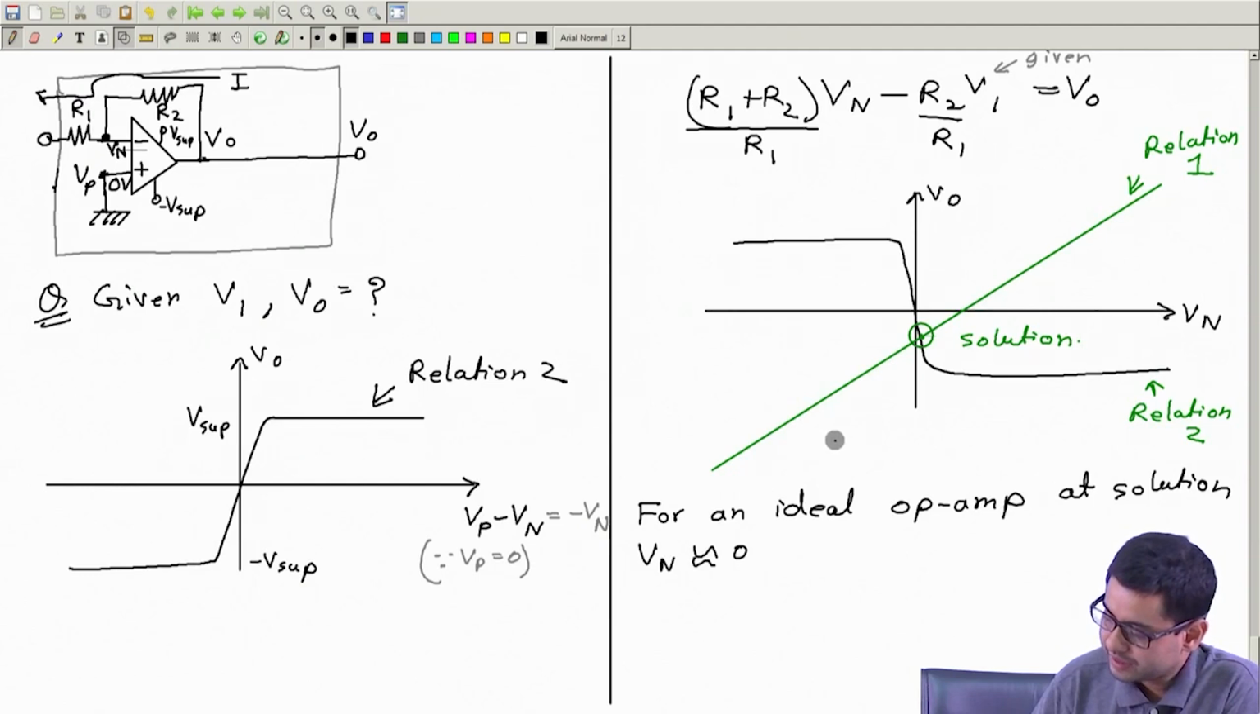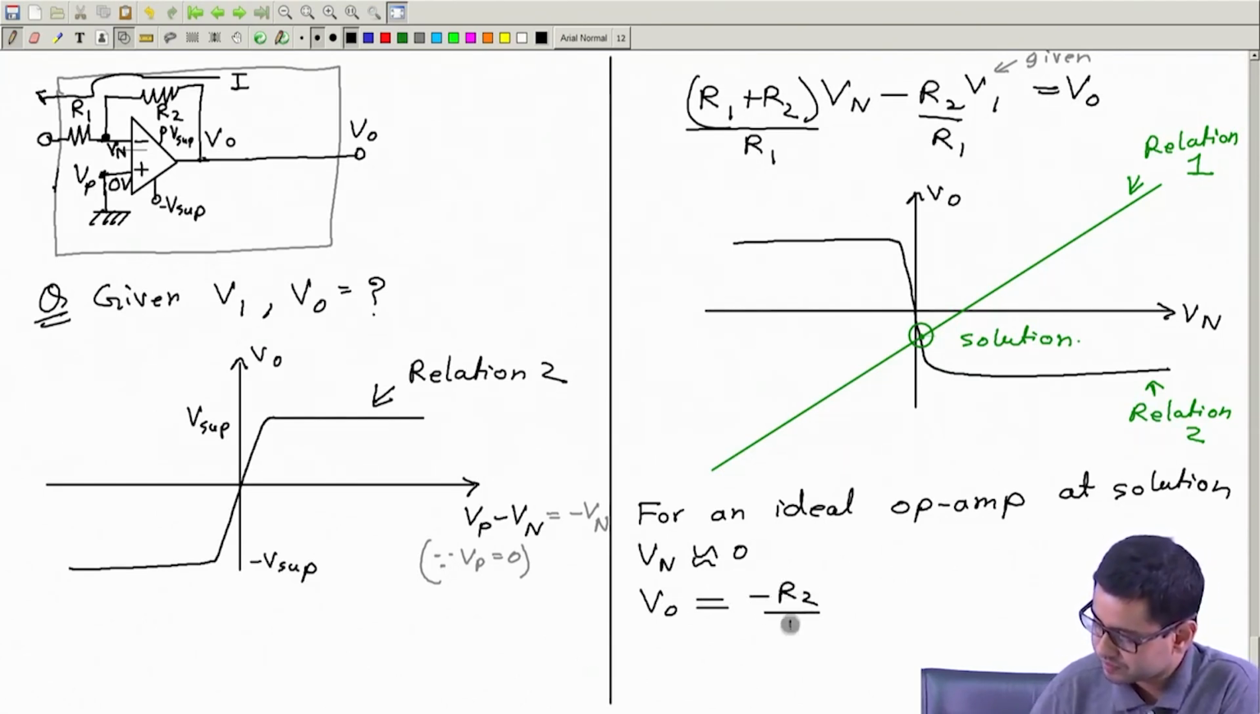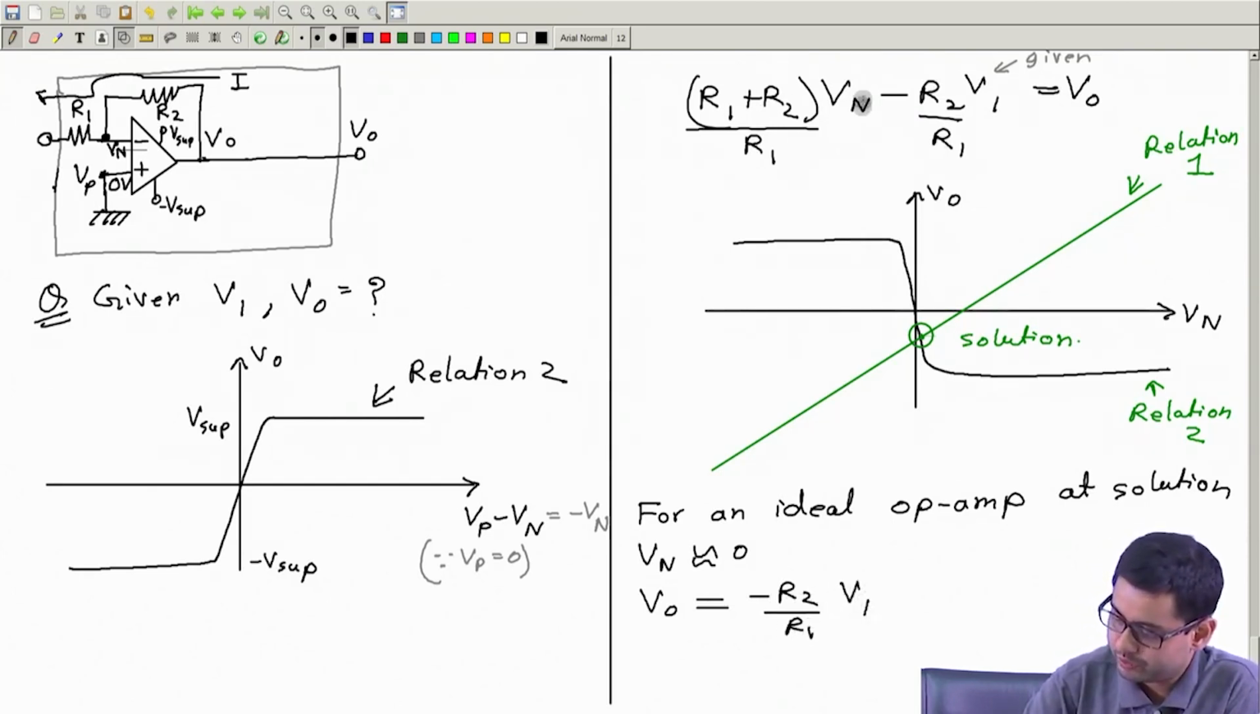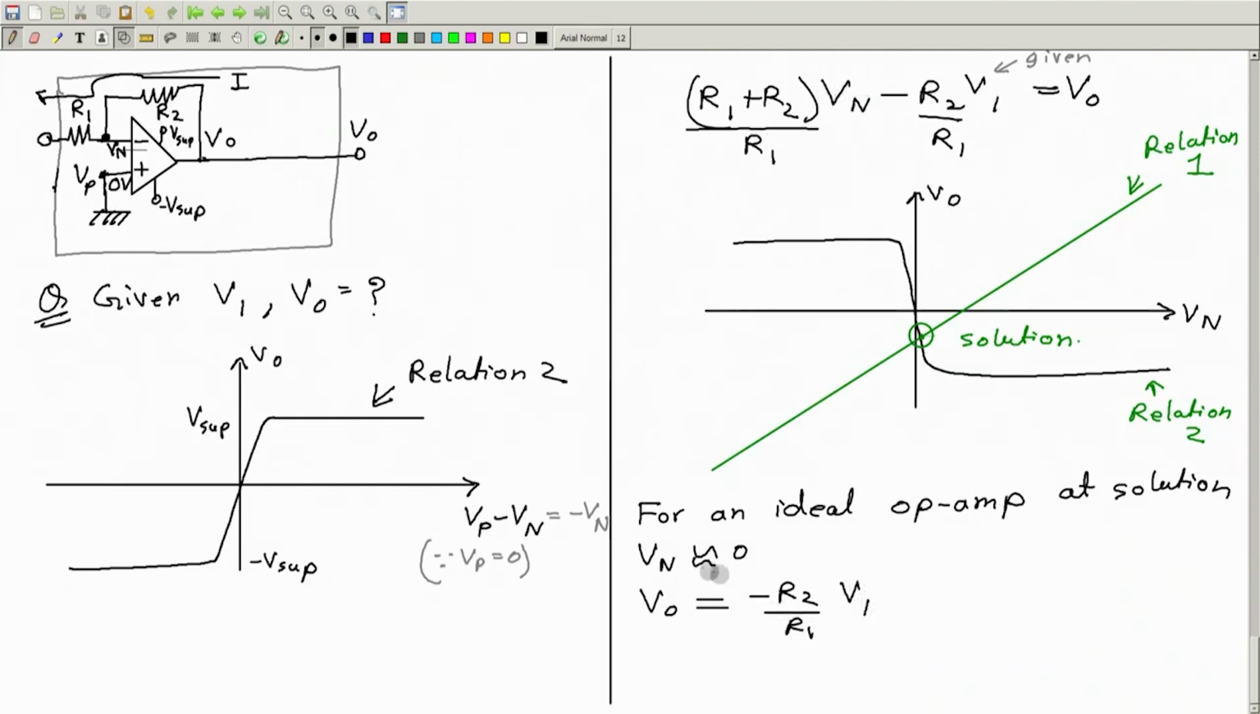Okay, and then what is Vo? If Vn is 0, then in this equation let's put Vn equal to 0, then we will have Vo equal to minus R2 by R1 times V1, because this term is 0 as Vn is 0. So this is the solution, this is the answer. The question was what will be the output? This is the answer, and you see the output is input times a negative factor. That's why we call it an inverting amplifier, because the output is always of opposite sign from the input.